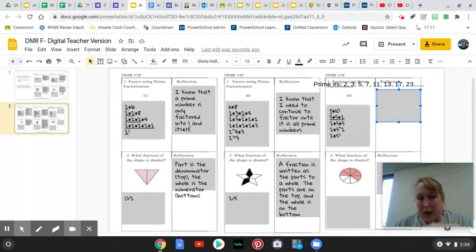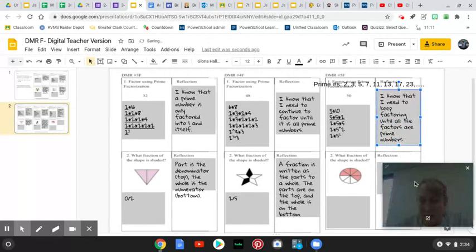So we're going to reflect on that. It's the same thing. I know that I need to keep factoring, if I could spell, until all the factors are prime numbers. And there's the end for that one.